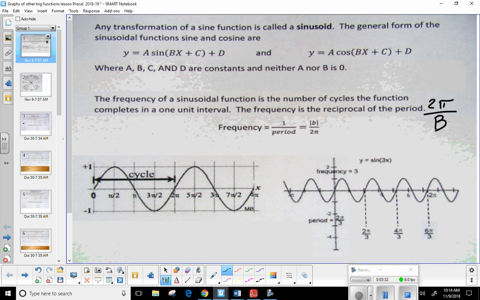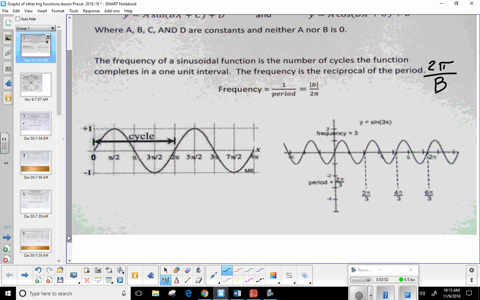Now, typically, you may see it in some resources as having an absolute value around it. The only time you have to worry about that is if b is negative. We'll always take the positive version of b when we're looking for the period and the frequency. Okay, but you just go ahead and flip it. So let me go ahead and show you an example to hopefully make this a little more clear.